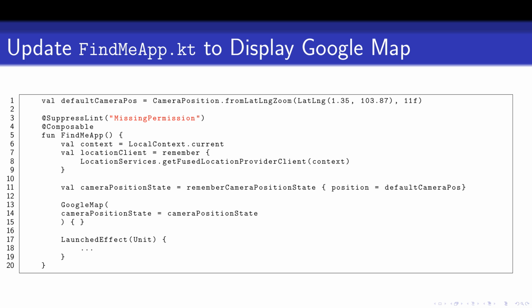Inside the Google Map block, you provide this camera state and leave room for overlays or markers later. A launched effect block is also present, indicating that location logic will run once when the composable is first composed. This setup forms the foundation for dynamically updating the map once real location data is retrieved.